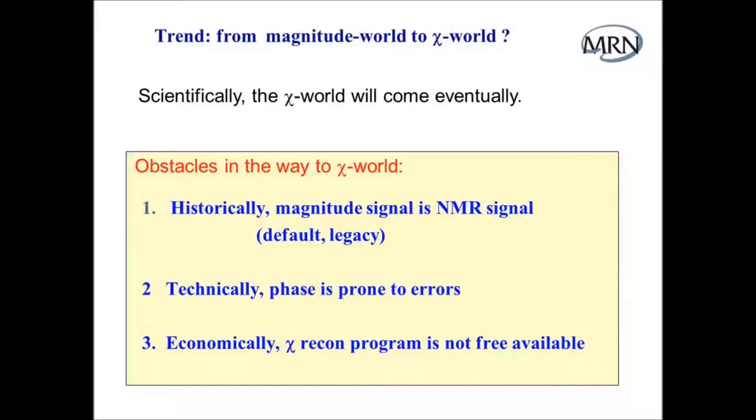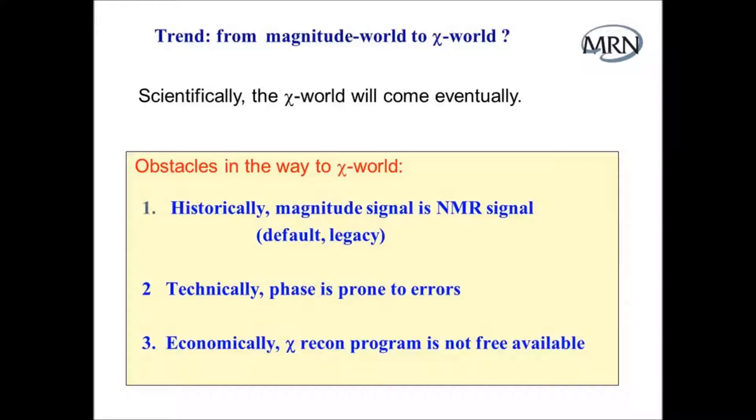Historically, magnitude is a good image. We consider this before. When we get MRI data, NMR data, it's always magnitude, by default. Also, it's a very good result. We consider it plays a very important role in the history of MRI. So right now, we still accept magnitude as the MRI data and MRI signal.